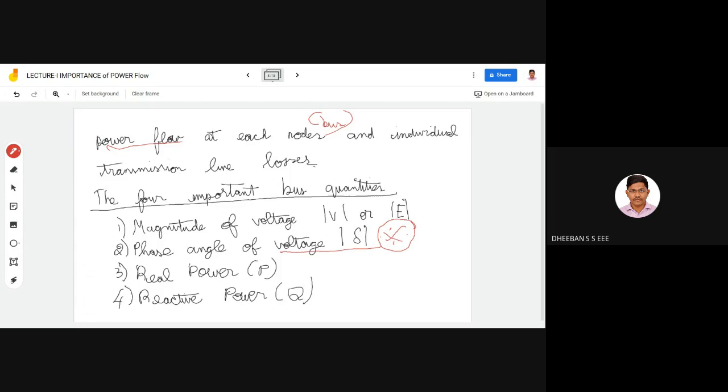So this will be based upon the load you are connecting, and then the reactive power. Reactive power is nothing but, if you are connecting a large amount of inductive load, that inductive load needs some storage power. Such storage power is provided through your reactive power. So these are the four important quantities revolving around load flow studies.